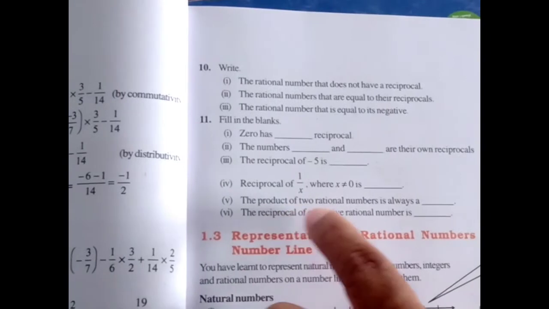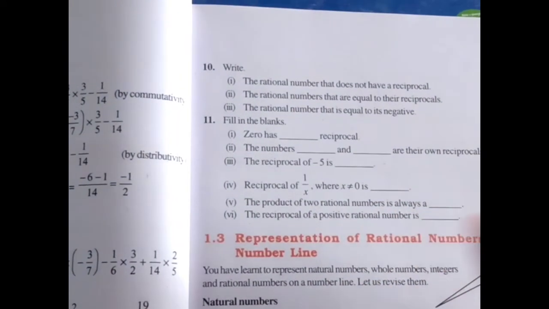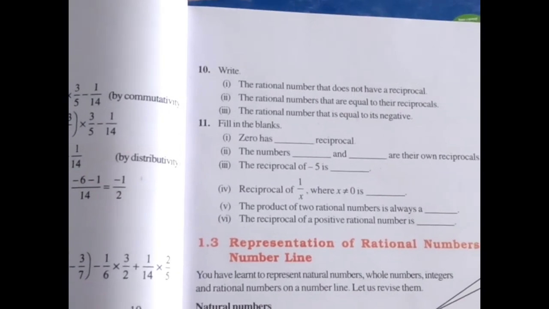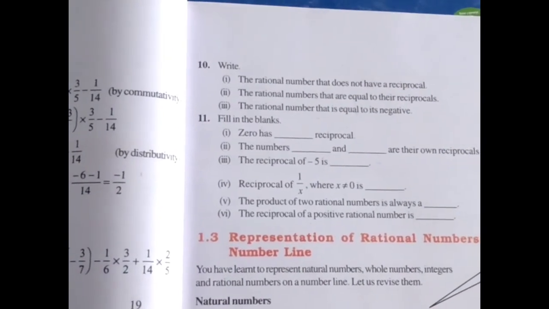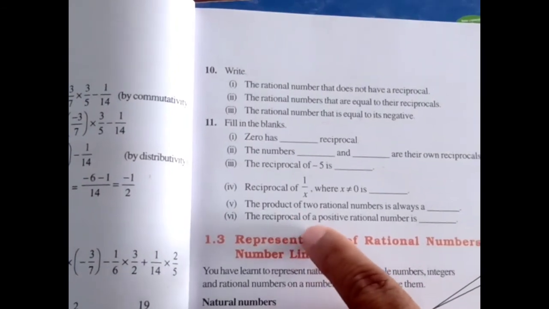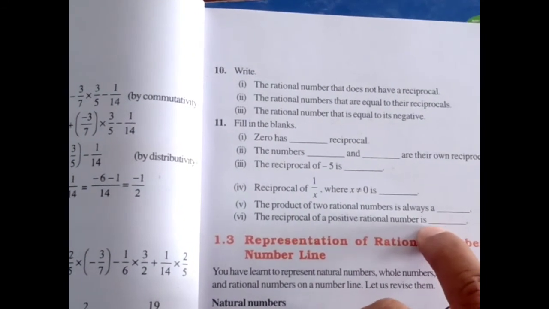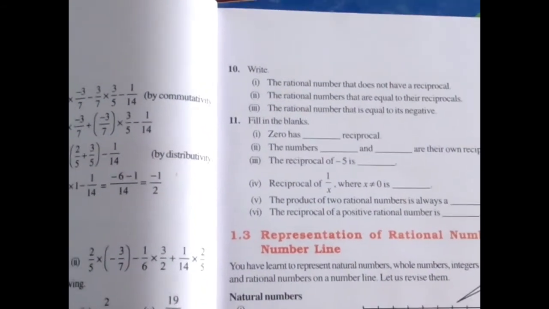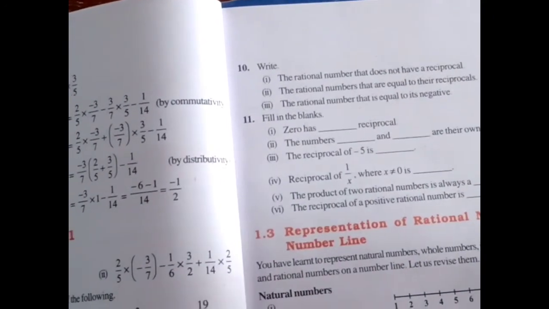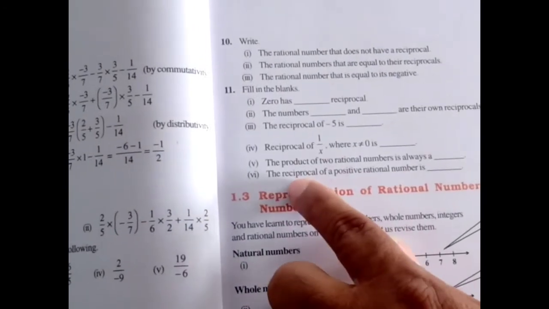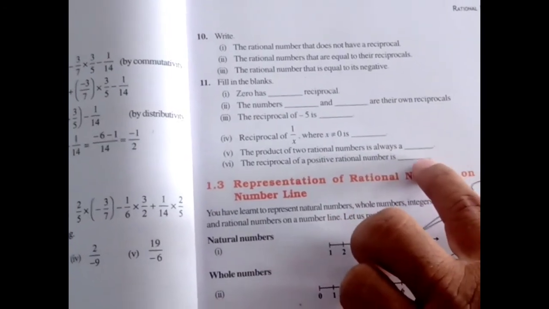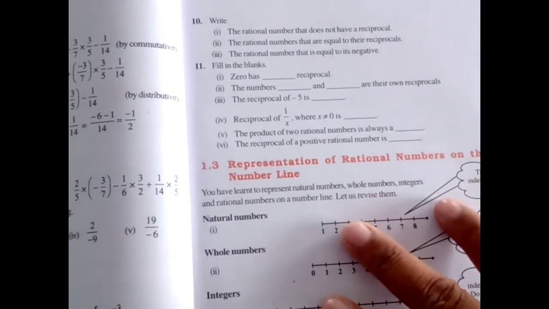Now the product of two rational numbers is always, definitely, a rational number, right? And last one, the reciprocal of a positive rational number is always positive. When we talk about additive inverse, positive becomes negative and negative becomes positive. But here they are asking for the reciprocal, so the reciprocal of a positive rational number is positive. Got it? So all of you understood?